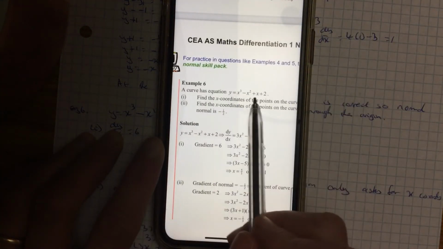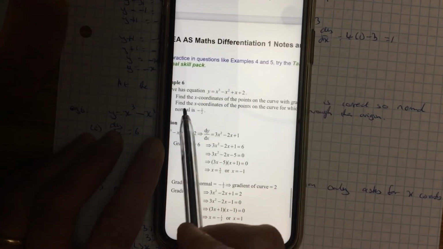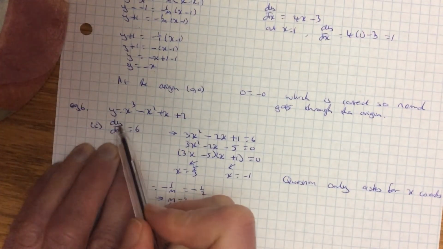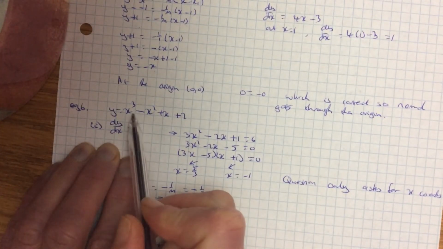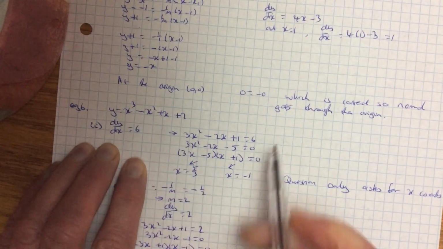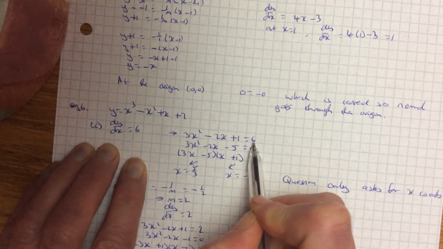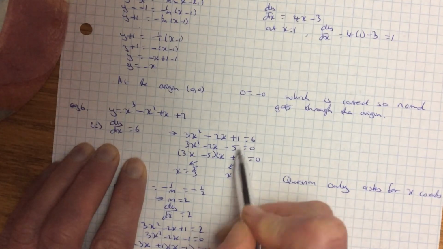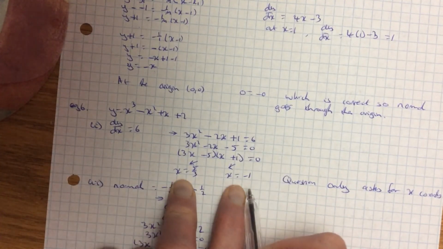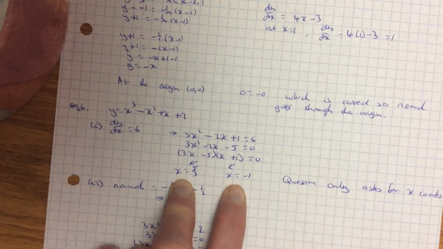A curve has got this equation. Find the x-coordinates when the gradient is 6. So the gradient, remember, is dy by dx, put equal to 6. So differentiate this, 3x squared minus 2x, add 1 equals 6. It's quadratic, so everything on one side, so bring that over as a minus, tidy it up, factorize it, or use the formula. So you've got your x-coordinate. Again, the question says only find the x-coordinates.